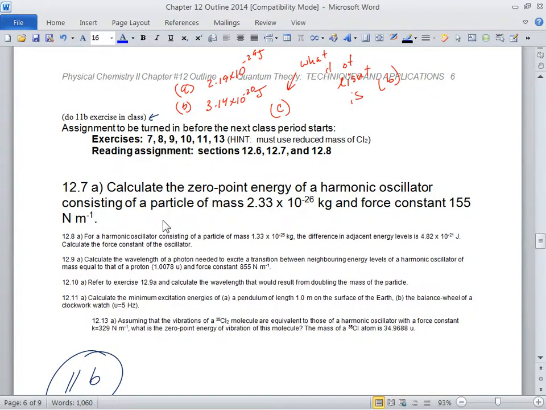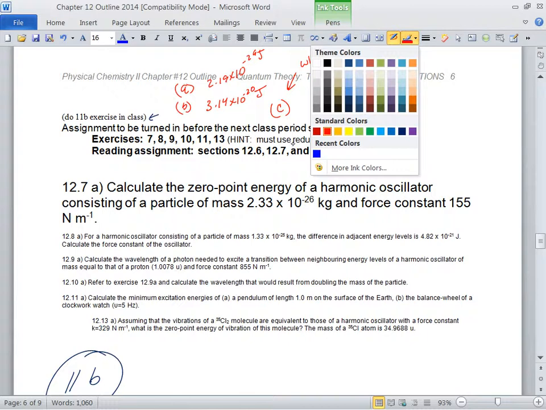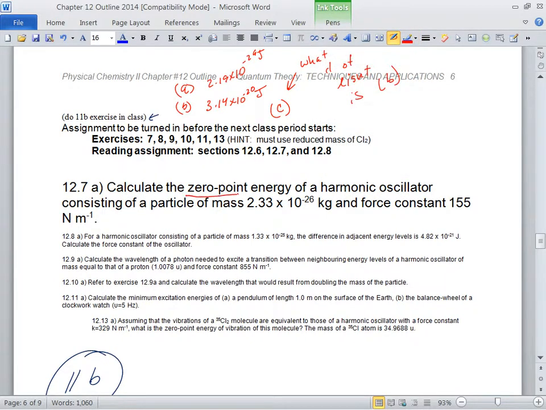Calculate the zero-point energy of a harmonic oscillator. Well, right off the bat, what does this part mean, zero-point energy? That means v has to equal its lowest number, whatever's possible. And in this case, it's 0. So zero-point energy doesn't mean that's what the quantum number is, but it just means the lowest.